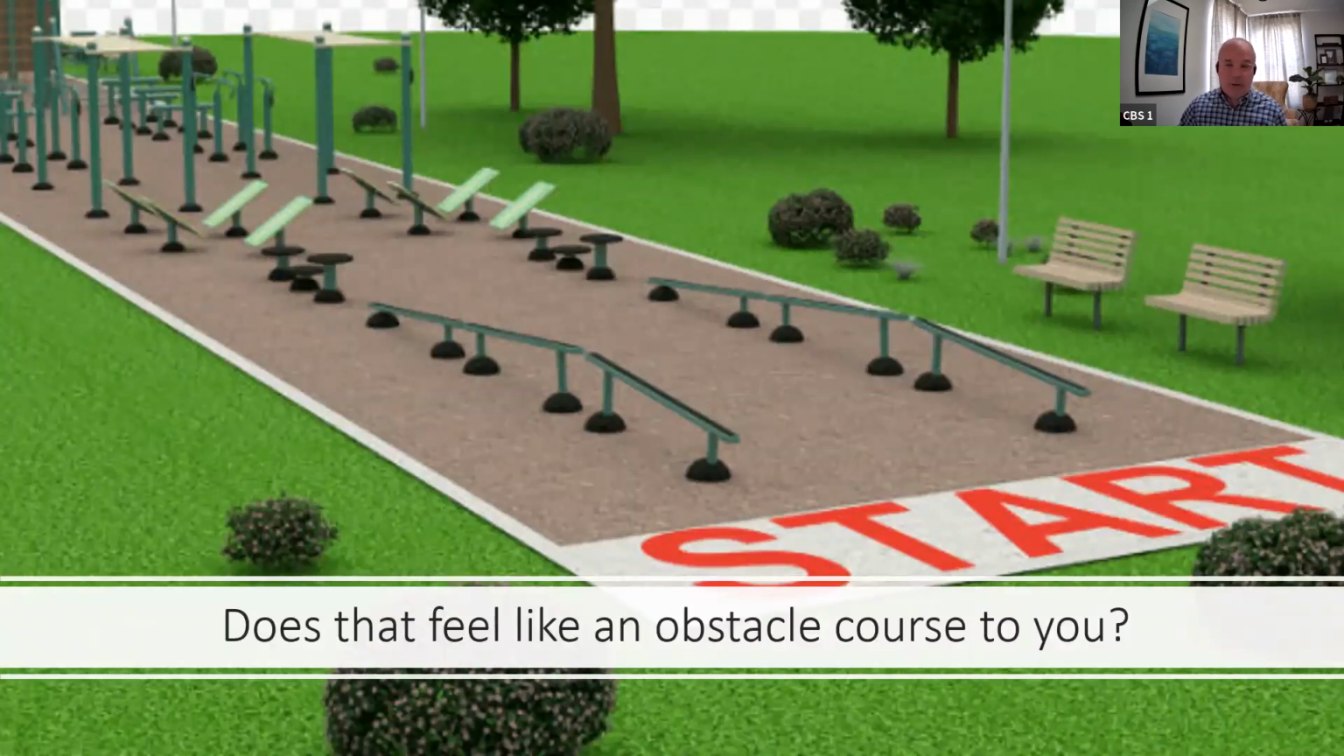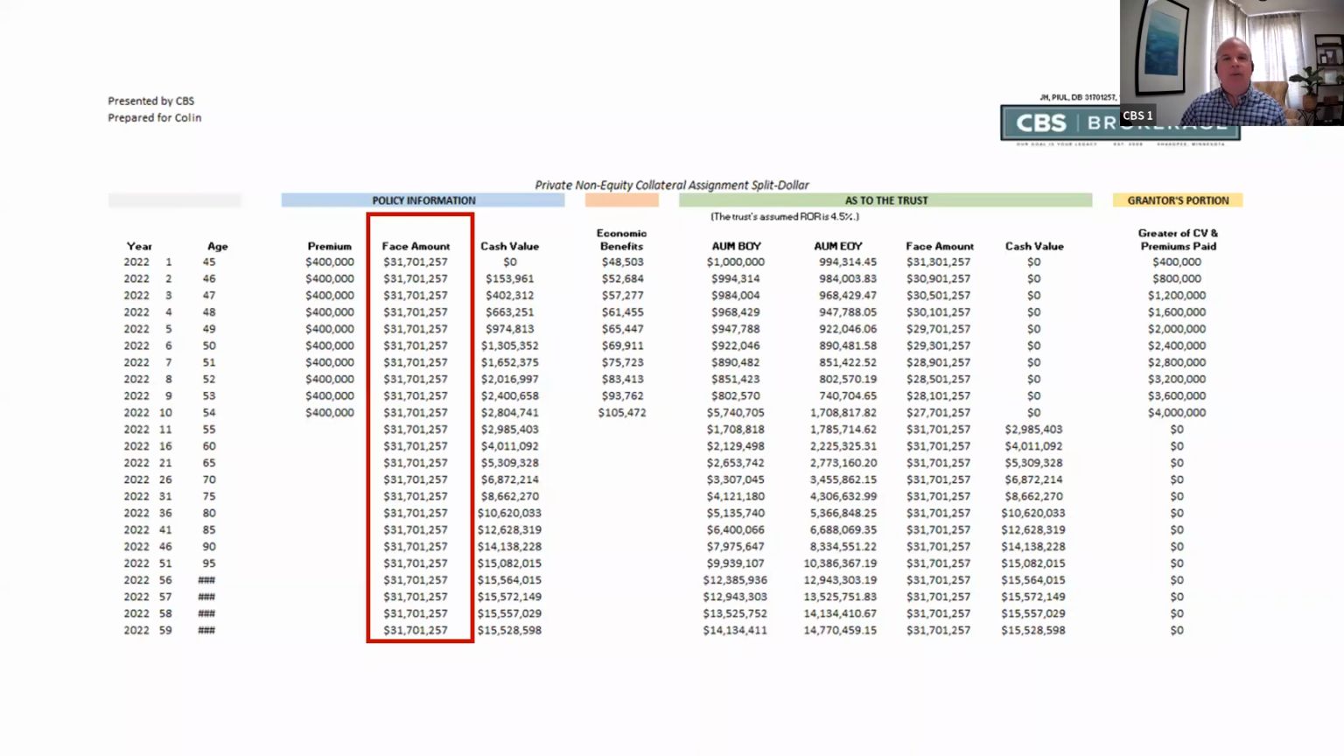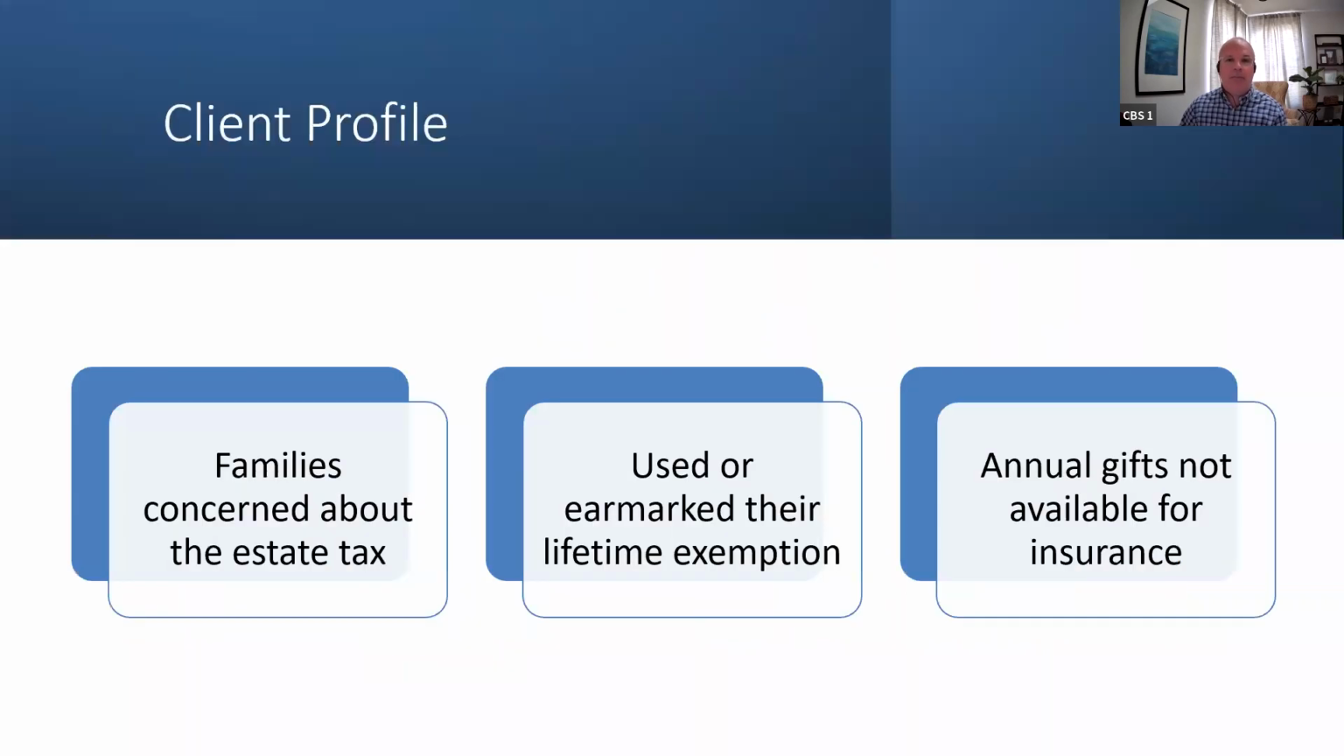Now, if you're like me, you're like, wow, that is quite an obstacle course. It's pretty darn complicated. Yes, it's pretty heavily engineered, but remember, what we've done here is provide a $31 million income tax-free, estate tax-free policy without making a gift. And oh, by the way, at his life expectancy, the internal rate of return on the death benefit is a tidy 6.33%. So it's a great investment.